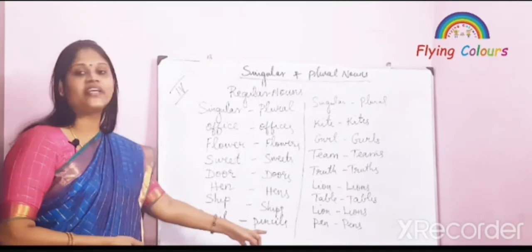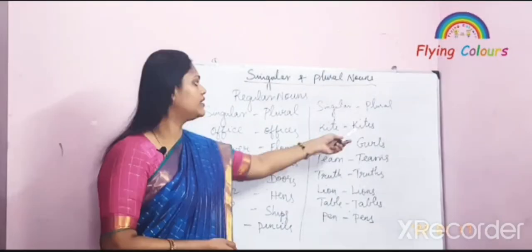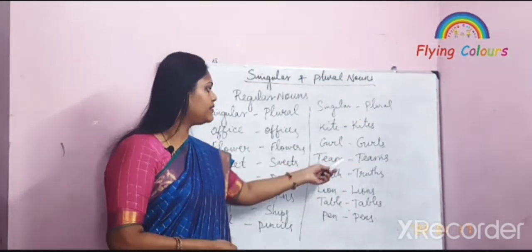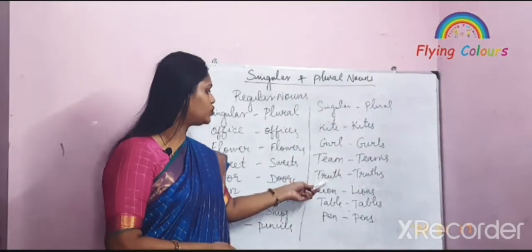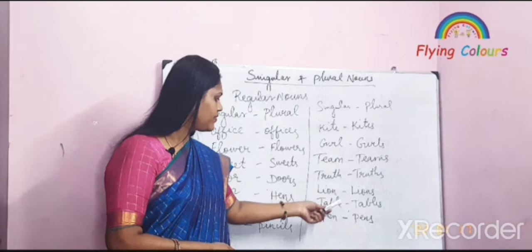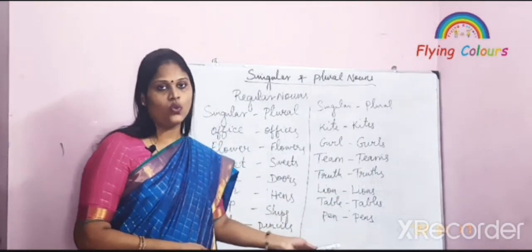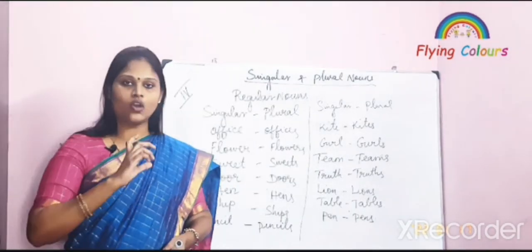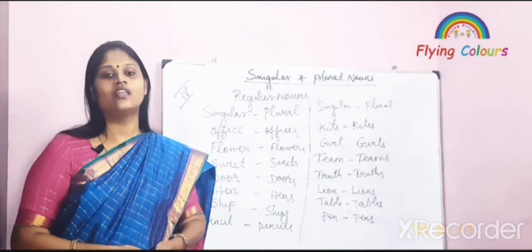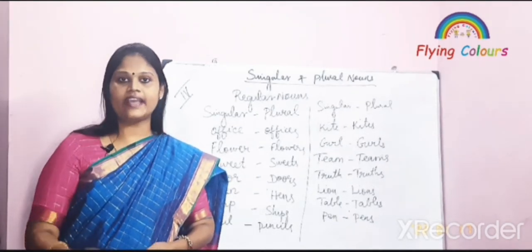Pencil, pencils. Let's see some more examples also. Kite, kites. Girl, girls. Team, teams. Truth, truths. Lion, lions. Table, tables. Pen, pens. So, for regular nouns, you should copy the noun and add S. This is the fourth concept. The fourth concept is about regular nouns and adding S to make it plural.